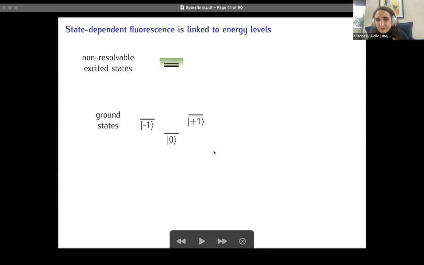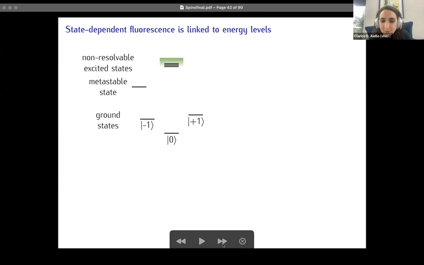It turns out that this particular spin has an extra metastable state. It's an extra spin state between the ground states and the excited states. There are three states like this up there when they are excited, but at room temperature, we cannot really distinguish between those three. They're very, very close in energy.